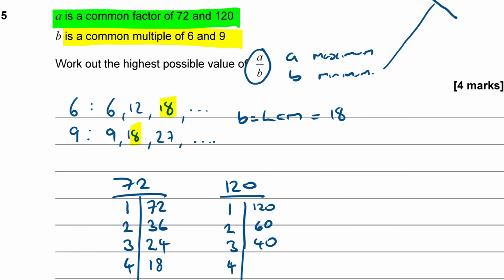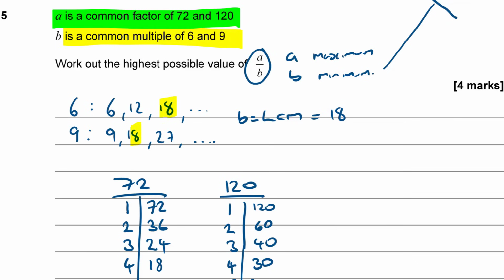4, yes, goes with 30. 5 goes with 24. 6 goes with 20. Also got a lot of factors. 7, no. 8, yes. 8 goes with 15. 9, nope. 10, yes. 10 goes with 12. And then I've got 11 in between. That's not going to be a factor. So that's all of them. Gosh, lots of factors for both of those numbers.